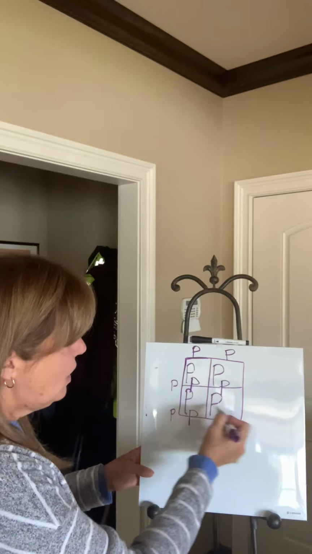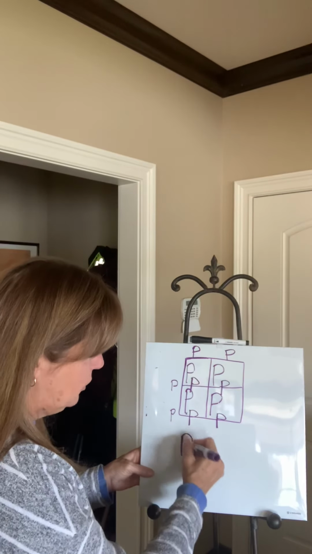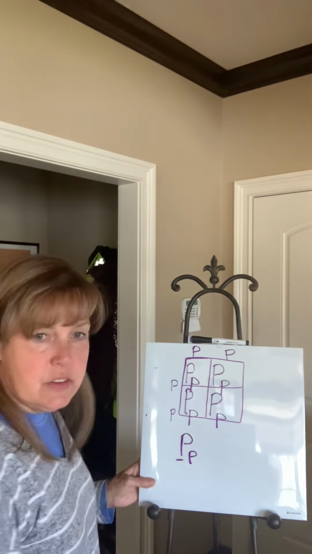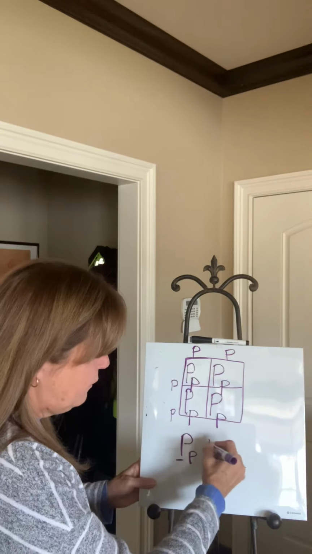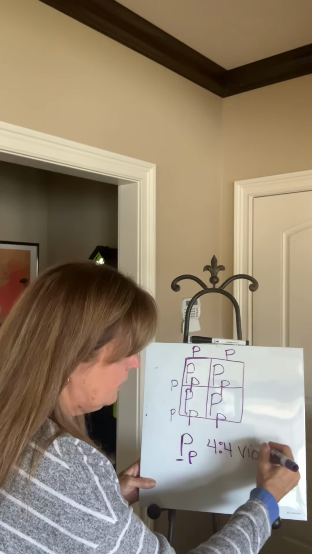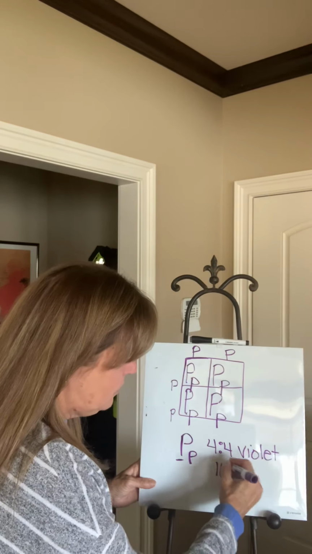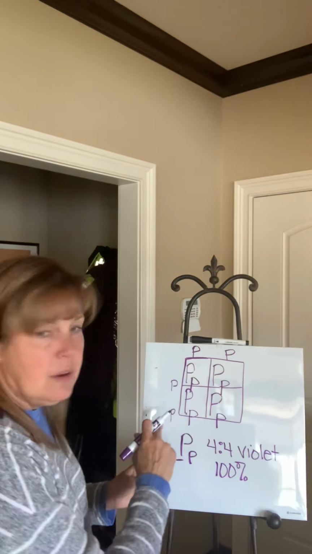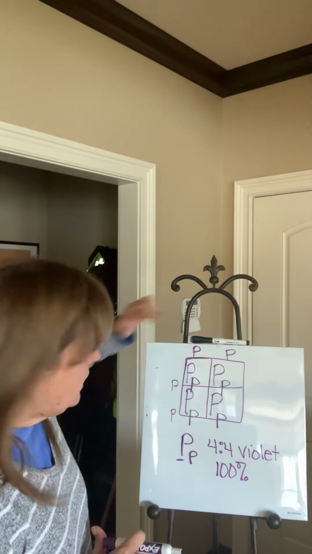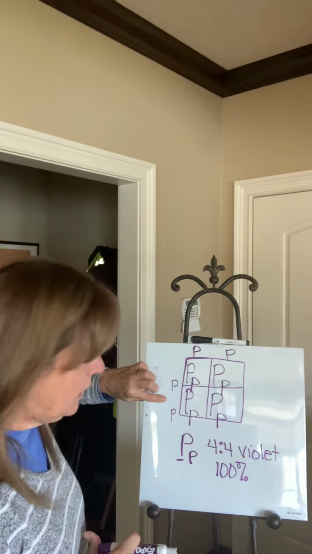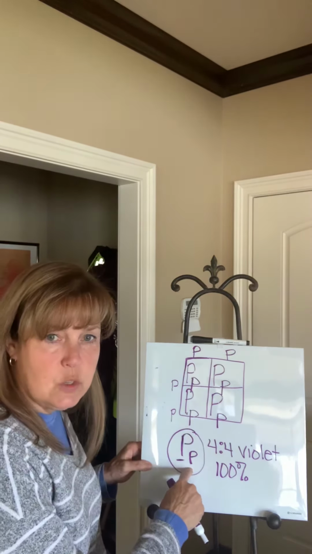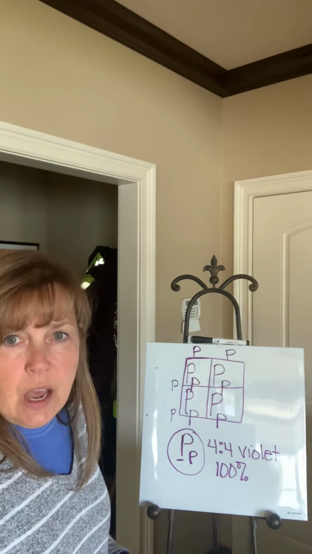So in this case, all 4 boxes have a capital P and a lowercase p. Well, we know that the capital P is dominant and stands for violet, so that means that 4 out of 4 of these offspring are going to be violet in color. So 100% of the offspring from a mixture of this homozygous dominant violet plant and this homozygous recessive white plant are going to produce a heterozygous genotype offspring, because you see it's a capital P and a lowercase p.